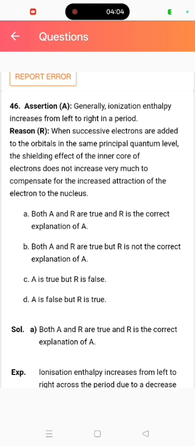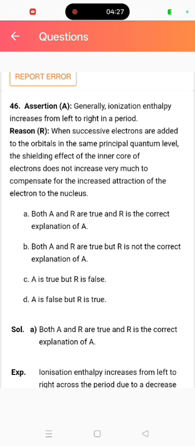See, assertion type question. Assertion: generally, ionization enthalpy increases from left to right in a period. Now, the reason given is that when successive electrons are added to the orbitals in the same principal quantum level, the shielding effect of the inner core of electrons does not increase very much to compensate for the increased attraction of the electron to the nucleus.